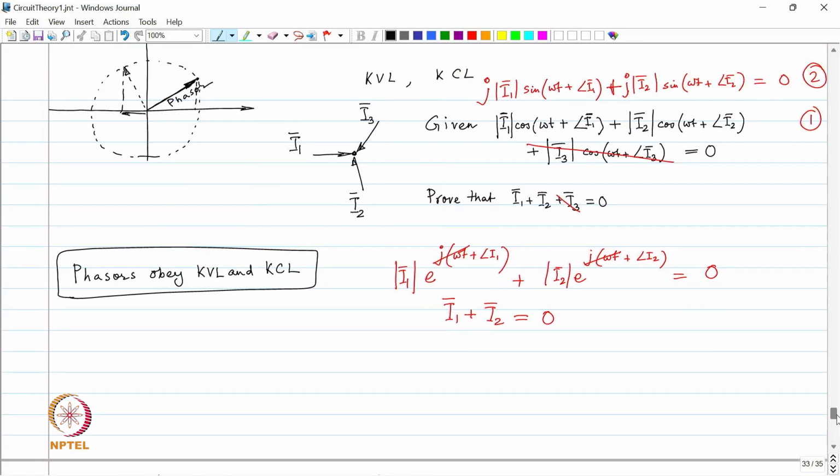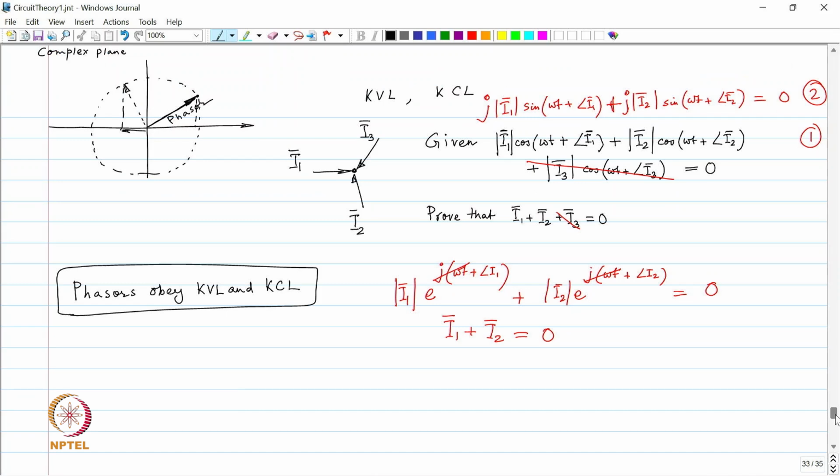Then we saw that these phasors nicely obey KVL and KCL. They obey KVL and KCL, which means that I can now start working only with the complex numbers. I can forget about e power j omega t, I can forget about the real part. I can just treat the complex numbers as currents and voltages, and they obey KVL and KCL. We proved this in the last class.